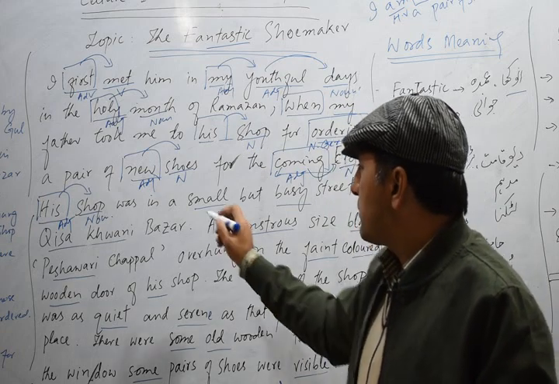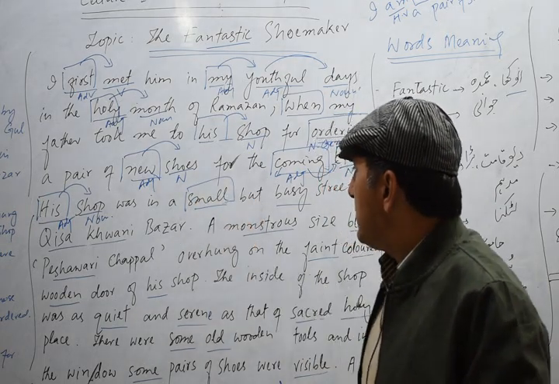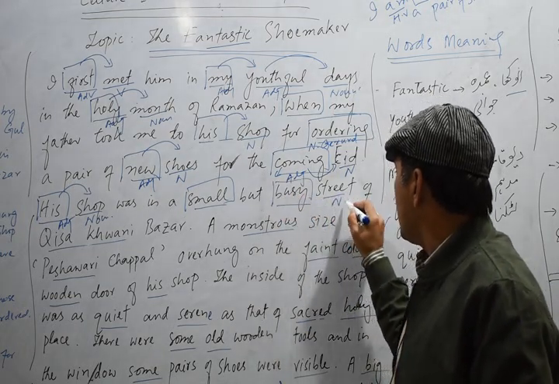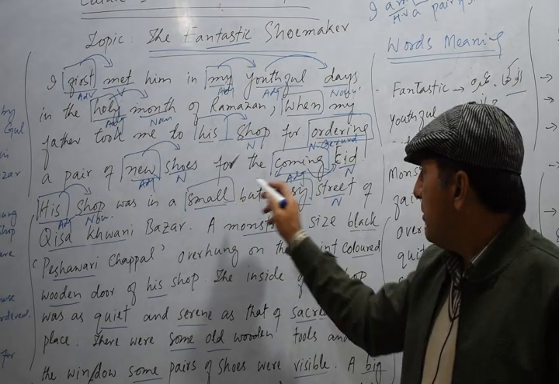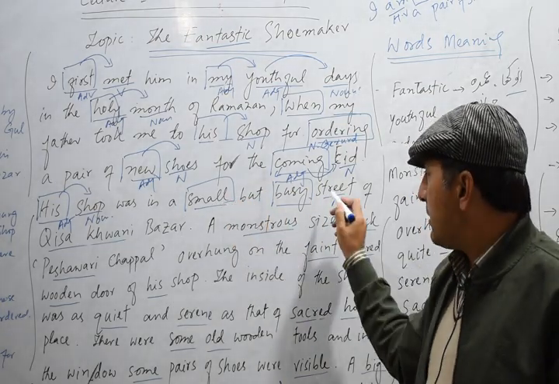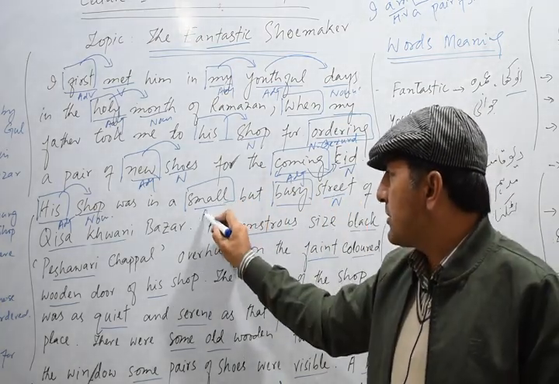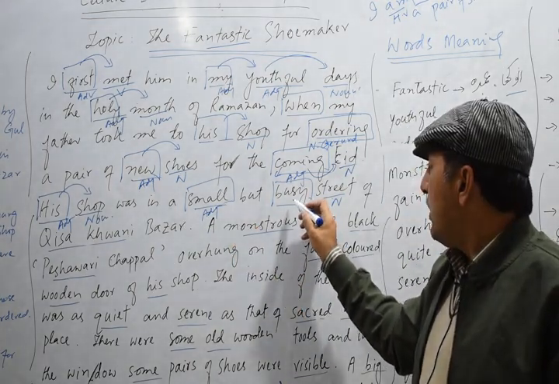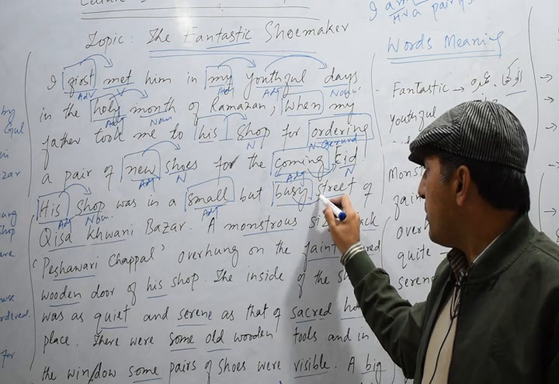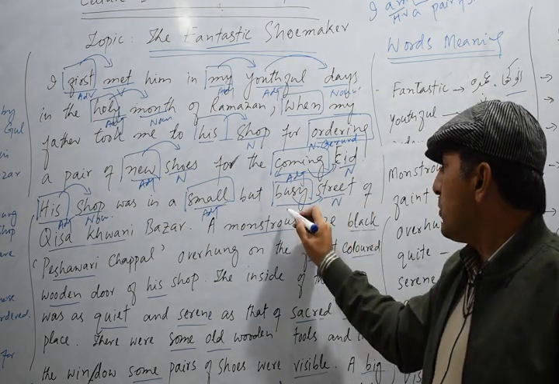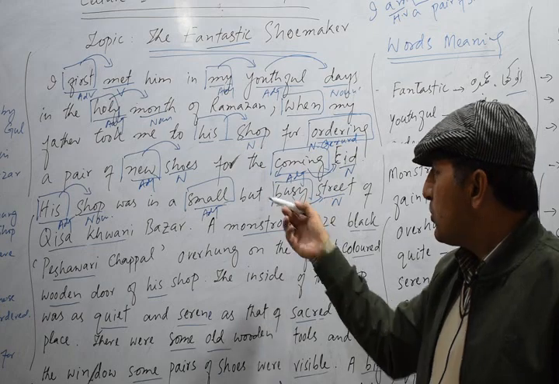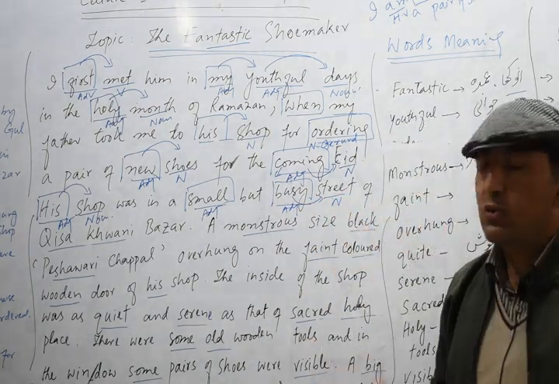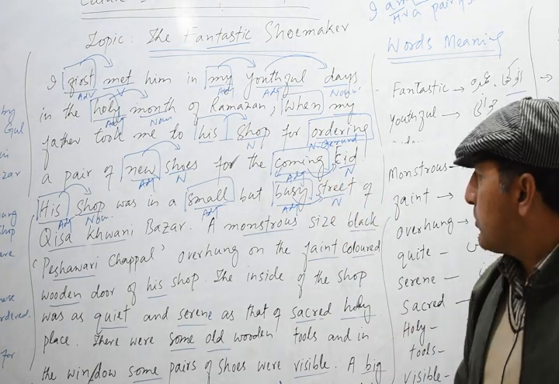Now you see, we have small, busy. Street is a noun. So this small street: small tells us about the noun street, so this is an adjective. Now busy. Busy is also a word which modifies, which tells us about this noun street. So this busy is also an adjective. So both these words tell us about the noun street, and both of them are adjectives.